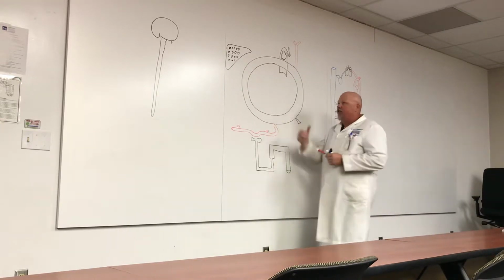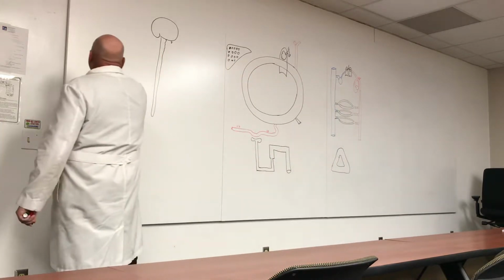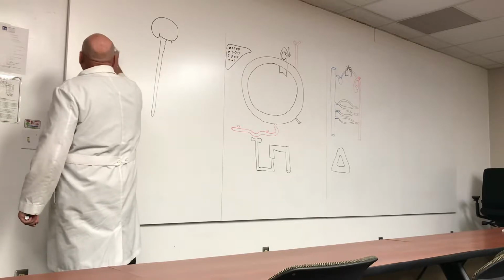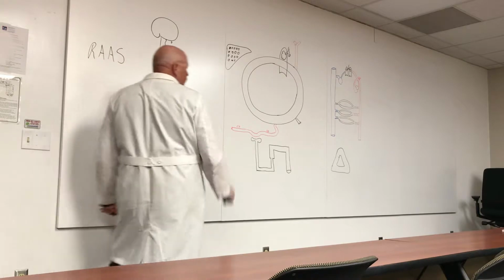Okay, so the first thing, this is the what system? This is what? RAAS. Which is what? Renin, angiotensin, aldosterone system. Renin, angiotensin, aldosterone. Okay?